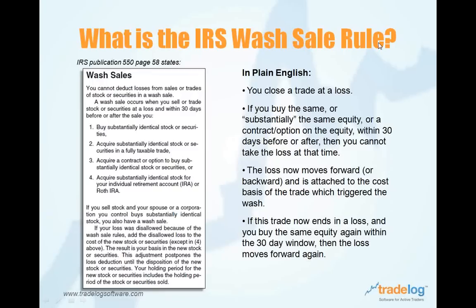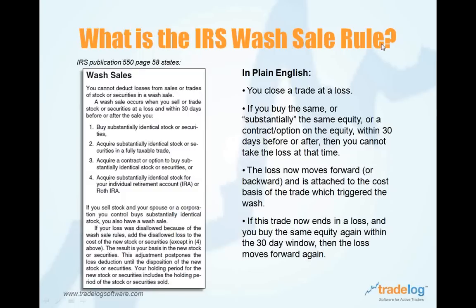If that happens, you cannot take the loss at the time when it actually occurred. The loss would now move forward or backward and is attached to the cost basis of the trade that triggered the wash sale. Now, if that trigger trade ends in a loss and you buy the same equity again within the 30-day window, then the loss moves forward or backwards again. So it could be a repeating cycle throughout the year. Very active traders who file on a Schedule D will see sometimes hundreds and thousands of wash sale adjustments that occur throughout the year.